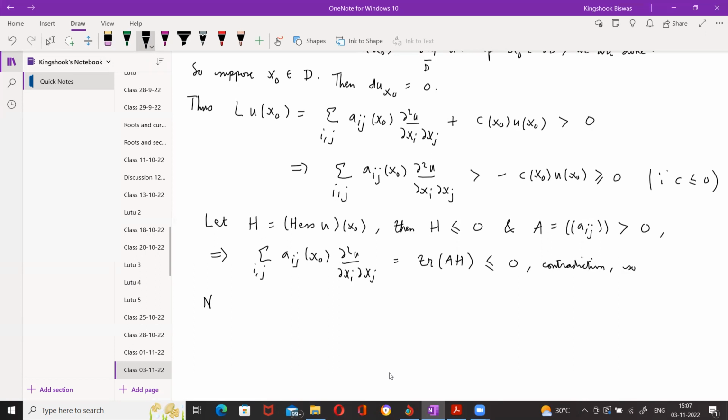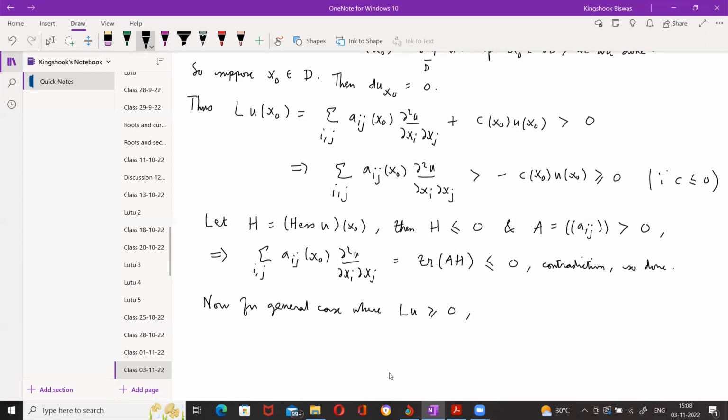So done. Now, for the general case where LU is just greater than or equal to 0, what we do is we perturb this U to get a function whose LU is strictly positive, and then we apply the weak maximum principle for the first case, and then we pass to a limit, right?